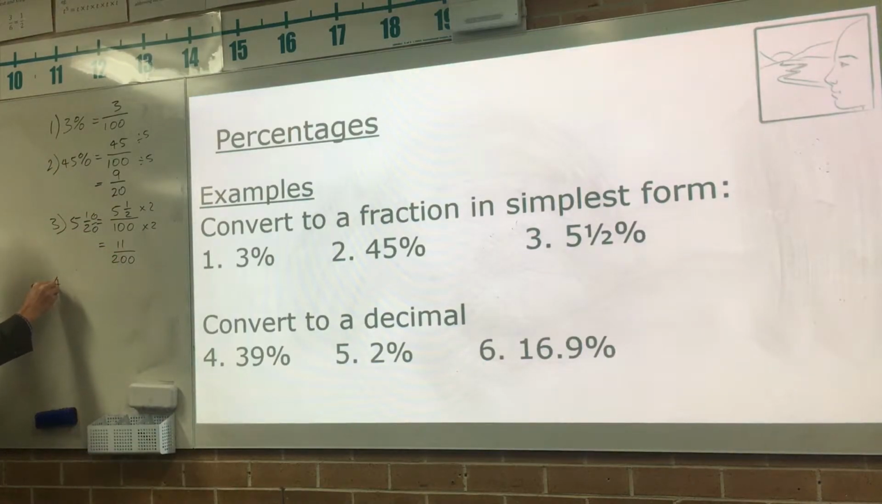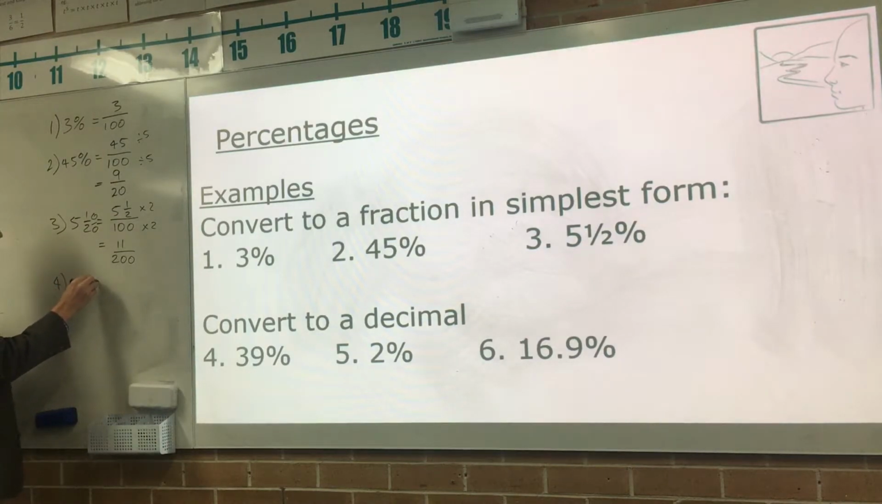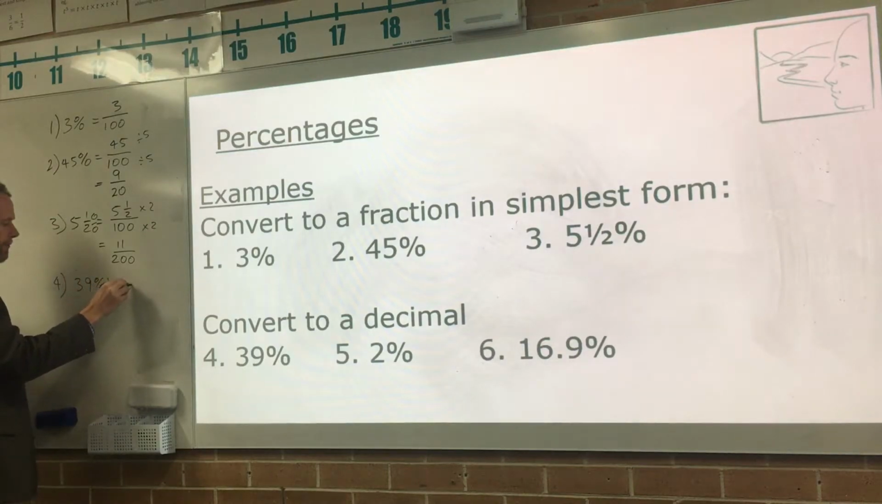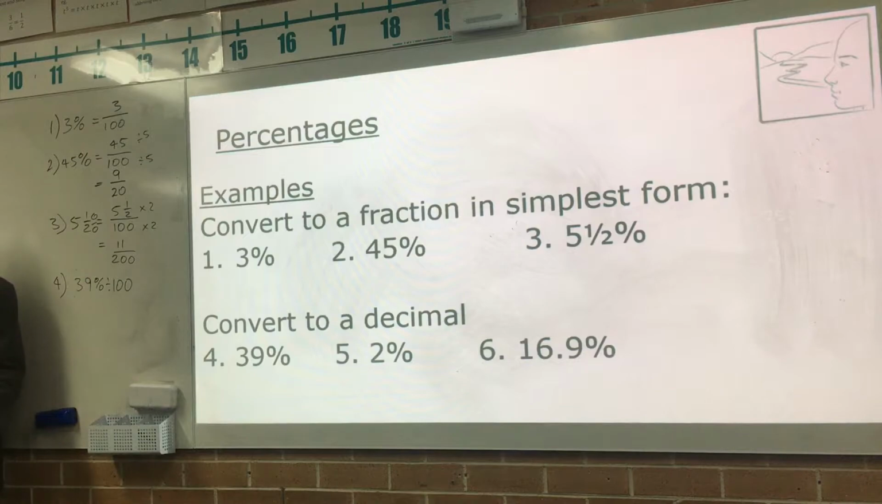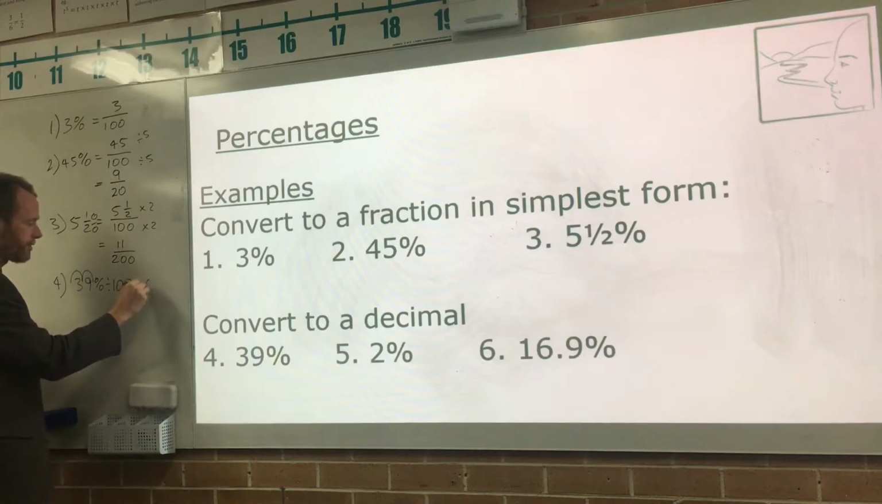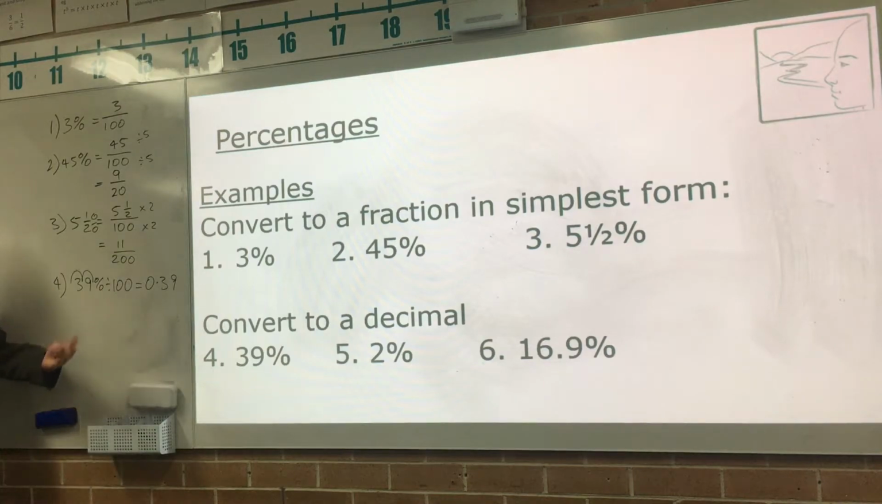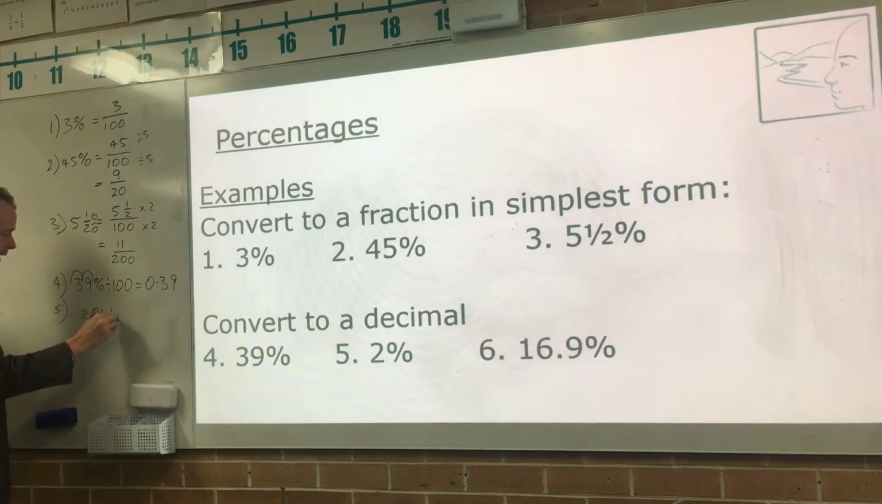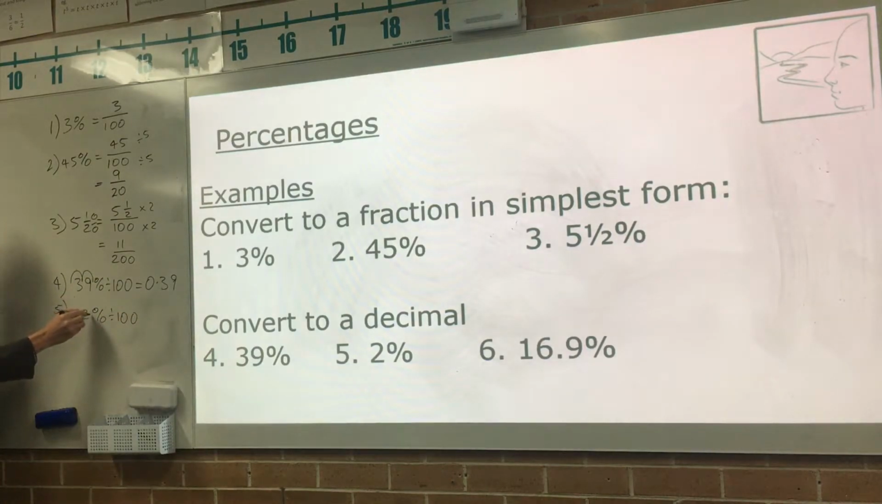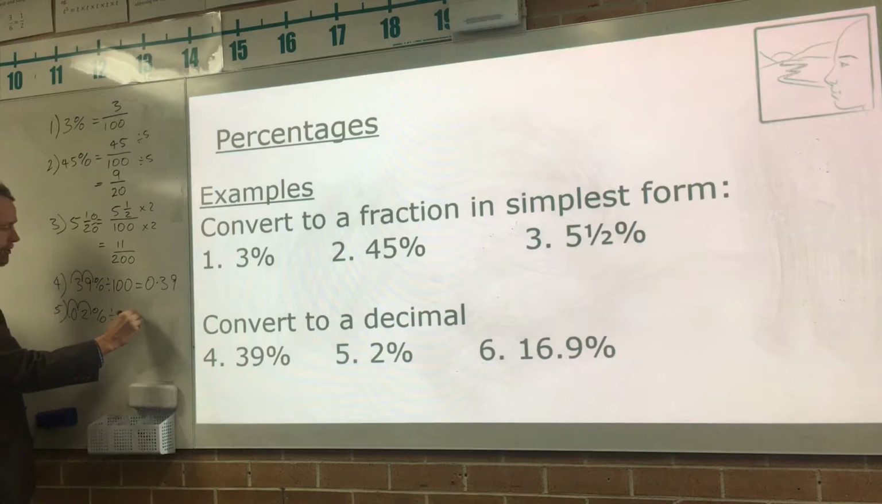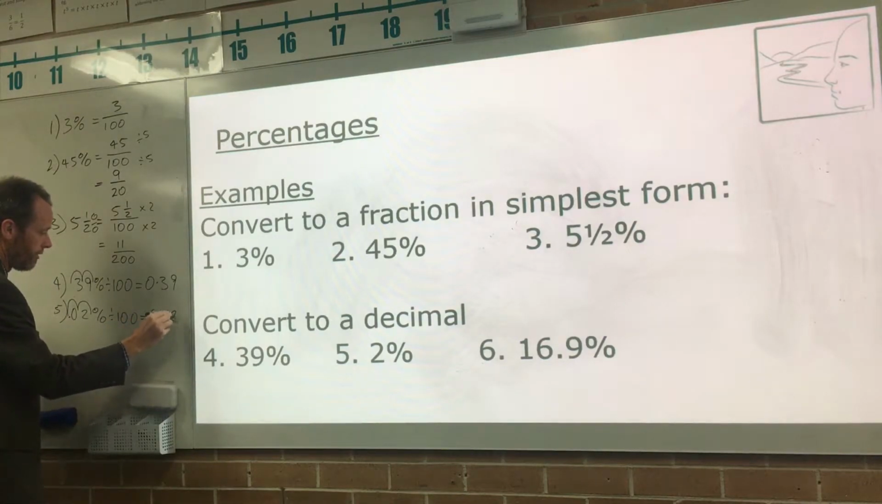What about question 4 here? Convert to a decimal. Well, 39%. What we have to do is we divide by 100. Again, we're doing the same sort of thing, but this time, because it's written like that and we're going for a decimal, it becomes 0.39. What about 2%? A little bit slightly different, because it's 2% divided by 100. Well, I need to move my decimal point 2 places to the left, which means I need to put a 0 in, and so my answer is 0.02.